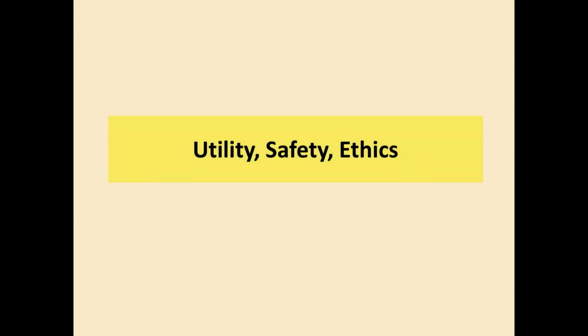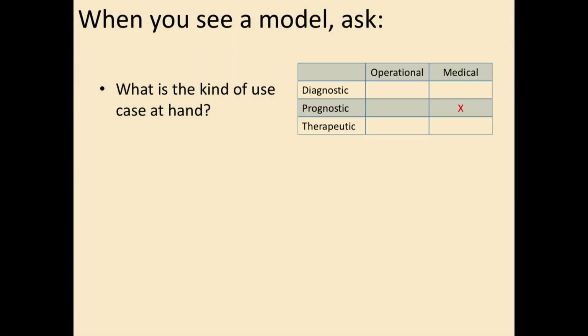Okay. And then to close this out, we also have to worry about the safety, the ethics, the utility. I worry about them in this order. It has to be useful first, and then I'll choose to worry about safety and ethics. I am not interested in ethics and safety discussion about something that's useless. So when you see a model, ask about the kind of use case. So is it a medical use case, an operational use case? I just showed you a prognostic medical use case.